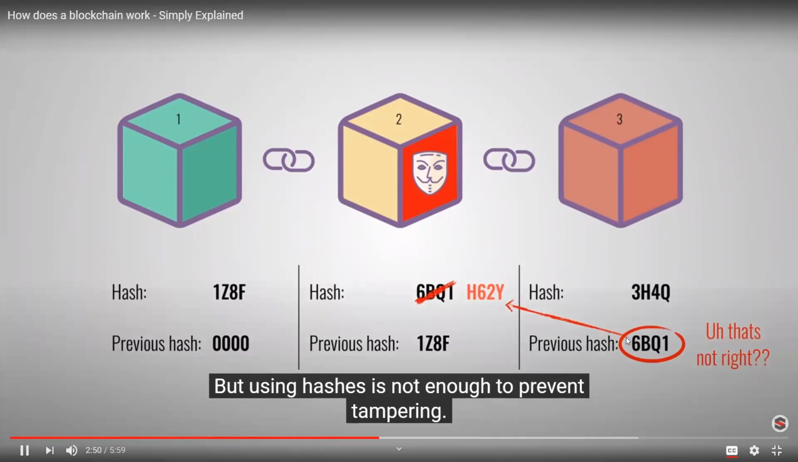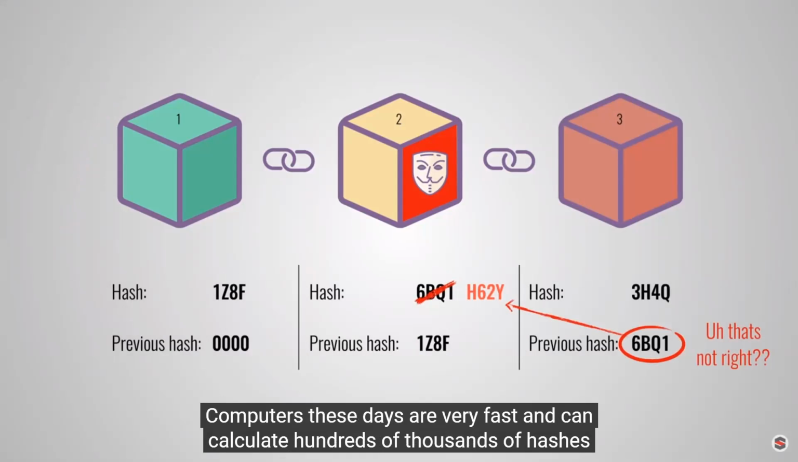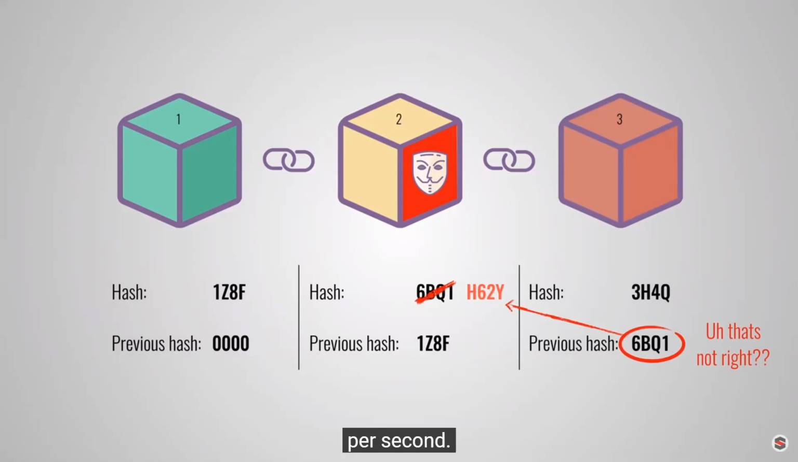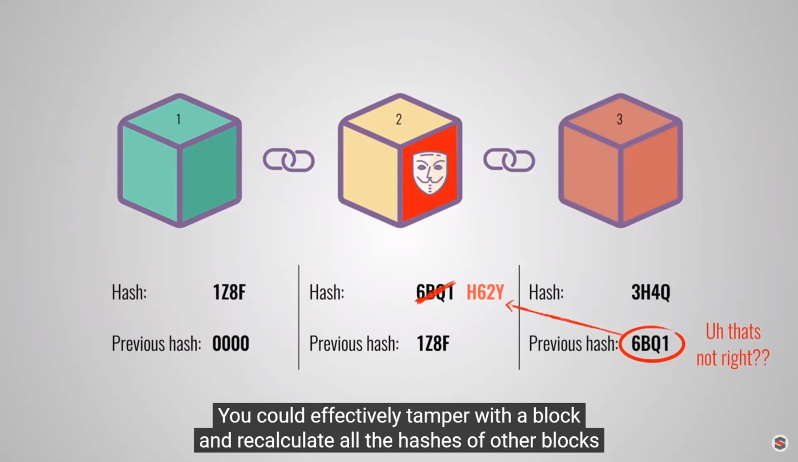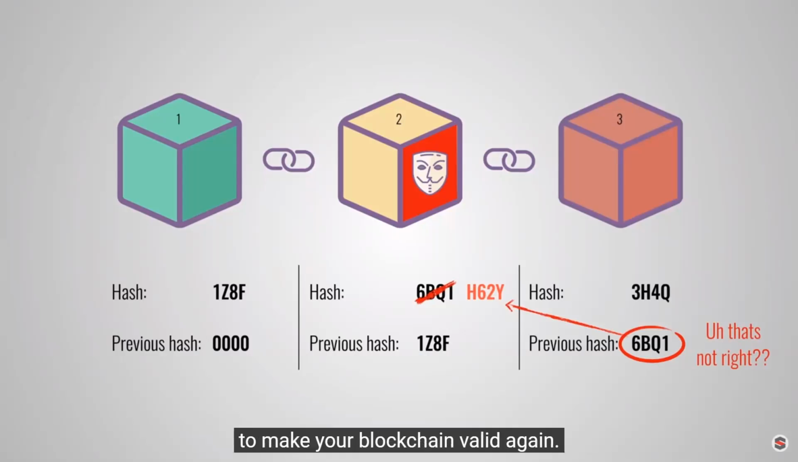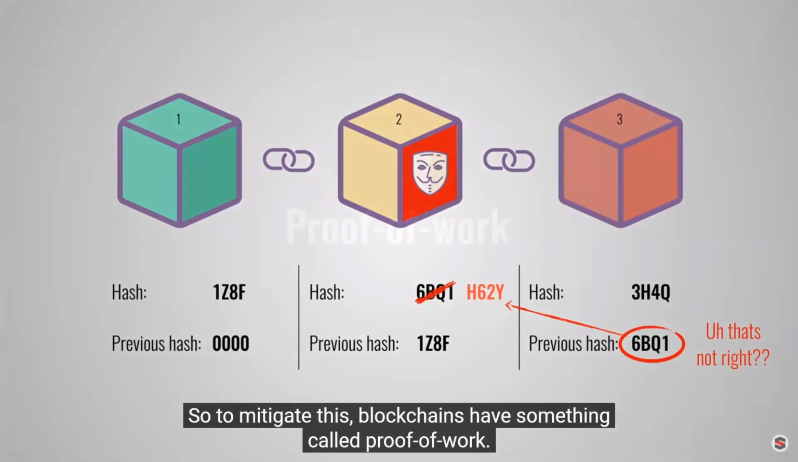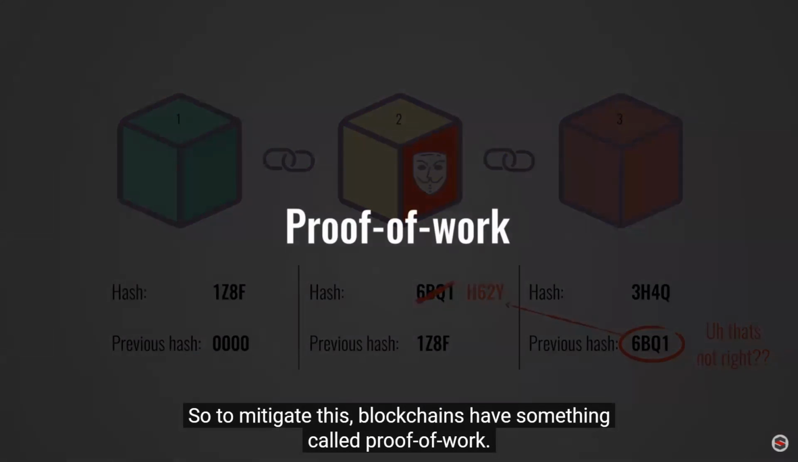But using hashes is not enough to prevent tampering. Computers these days are very fast and can calculate hundreds of thousands of hashes per second. You could effectively tamper with a block and recalculate all the hashes of other blocks to make your blockchain valid again. So to mitigate this, blockchains have something that is called proof of work.